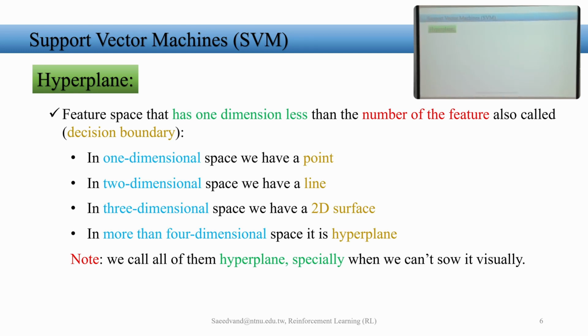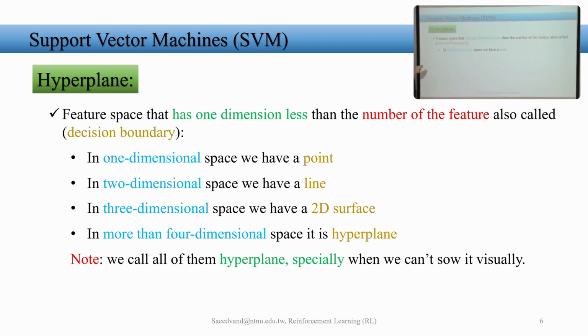So first of all, let's start with hyperplane. It's very simple to understand. We say it's a feature space that has one dimension less than the number of features that we have, and it's also called the decision boundary.